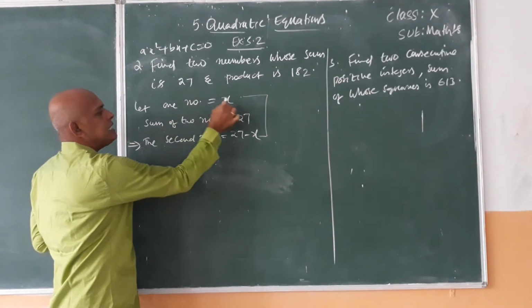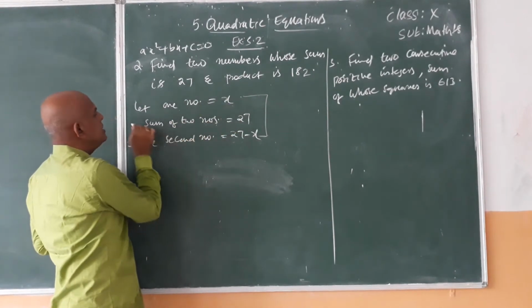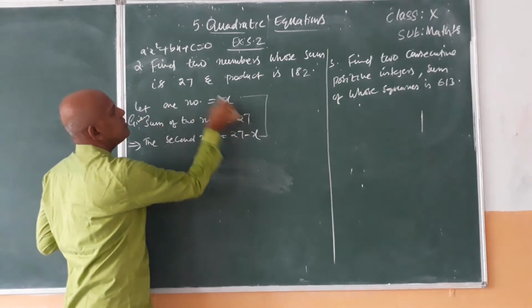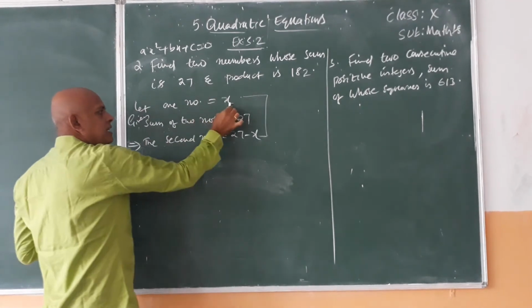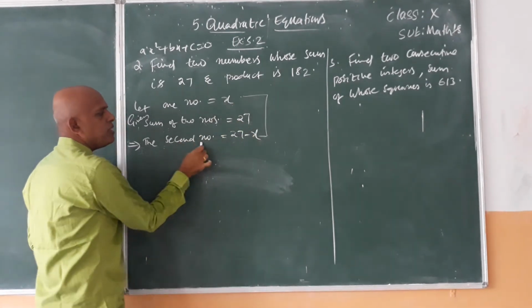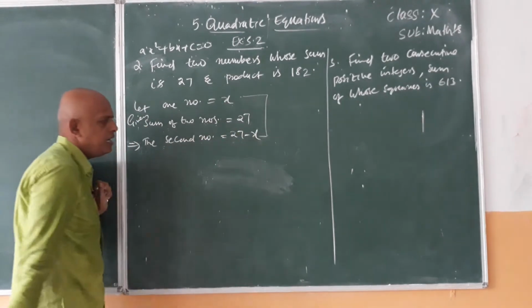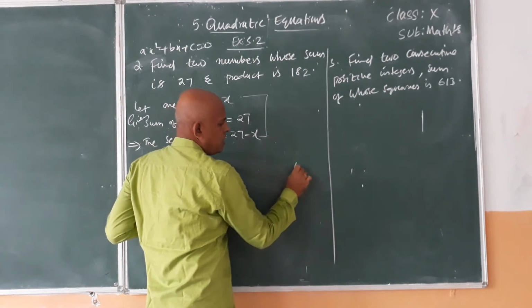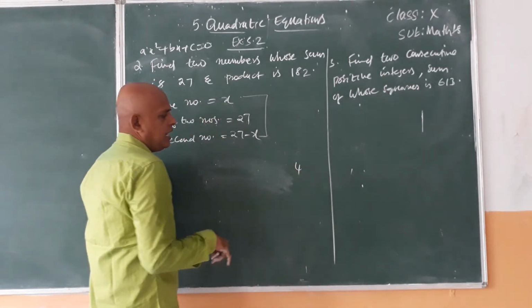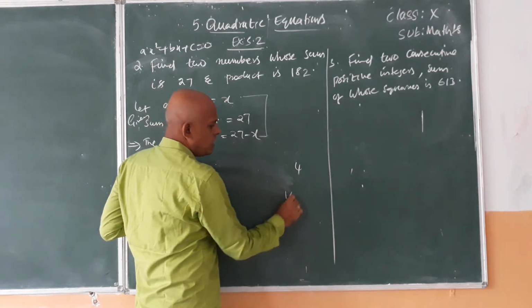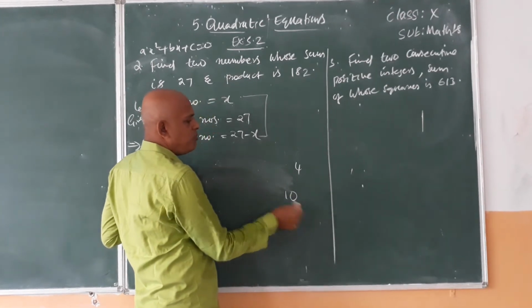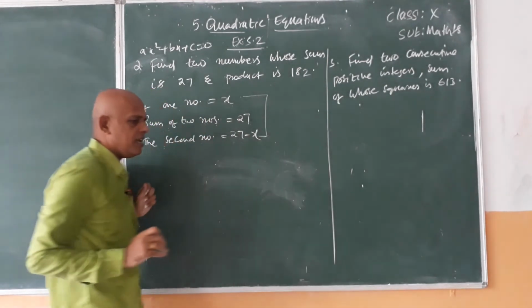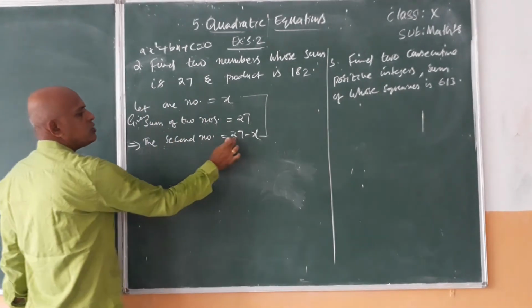So one number we consider as x. This is given in the problem, that the sum of two numbers is equal to 27. Then when one number is x, the second number becomes 27 minus x. For example, two persons have 10 chocolates in total. One person has 4 chocolates, so how many does the other person have? Here 10 minus 4. In the same way, here 27 minus x you get the other number. So now the second number is 27 minus x.